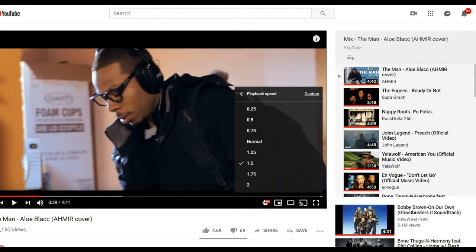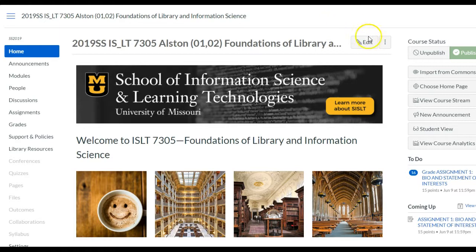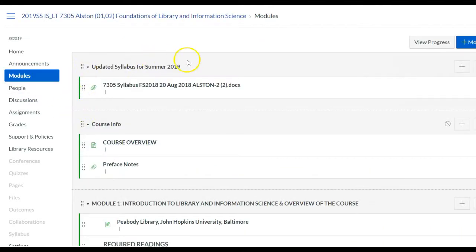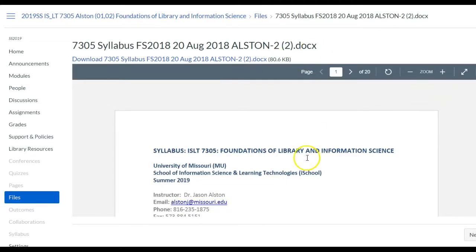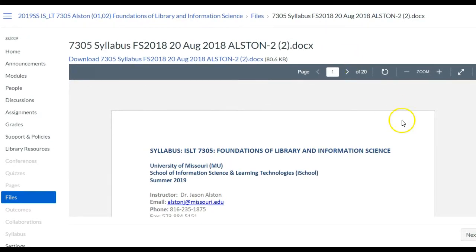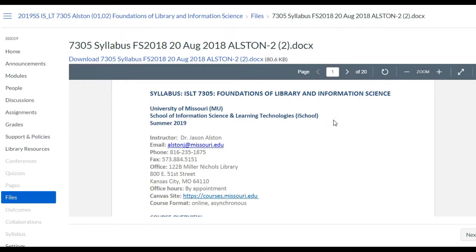Now we're going to get out of that and back into our class. Okay, so let's go through the syllabus, okay? You can find the syllabus in the modules area. Find it right here. And so this is our syllabus for summer 2019. Let's go ahead and just go through this briefly. I'm expecting and requiring you all to read the syllabus, but this is just a way to kind of go over it with you and familiarize yourselves with it.